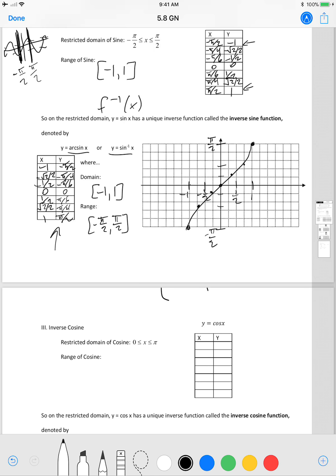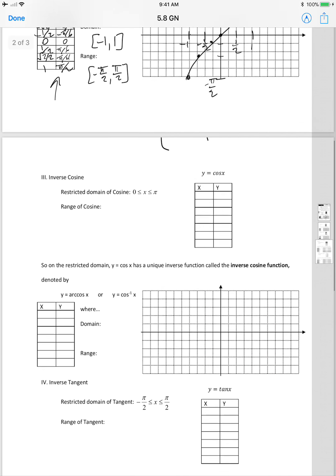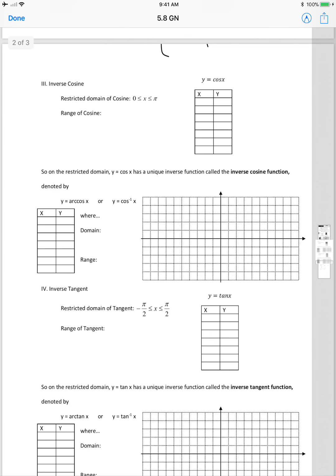Now, let's look at the inverse cosine. So we start with the same thing, right? The cosine function looks something like that. It does not pass the horizontal line test. So what if I restrict the domain from 0 to pi? Then it does pass that test. So in fact, that's exactly what I'm going to do.